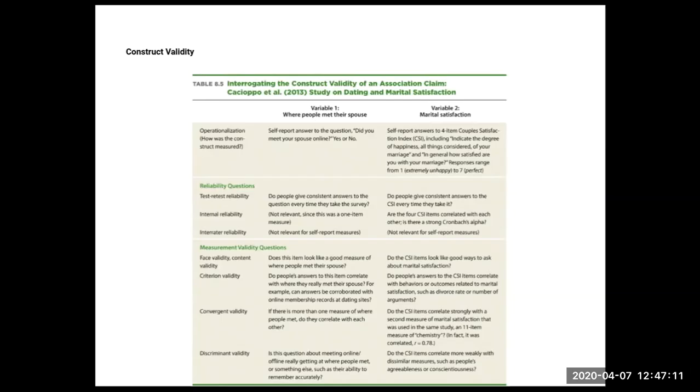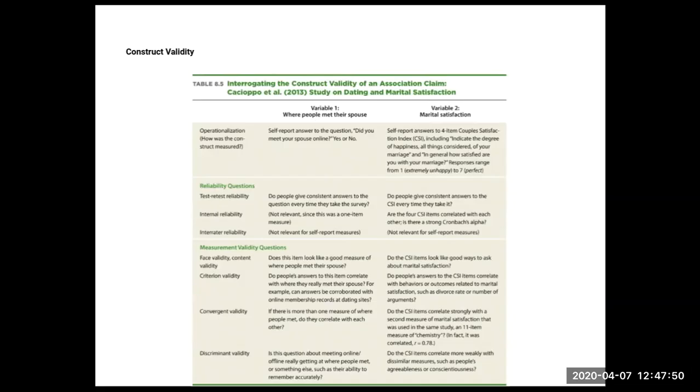And your self-reporting answers to a 4-item Couple Satisfaction Index, or CSI, not like crime scene investigators, sorry. Including, indicate the degree of happiness, all things considered, of your marriage, so overall and in general, how satisfied are you with your marriage? Again, the responses range from 1, extremely unhappy, to 7, basically perfect on this test. We are relying on self-report, but I don't think this is anything that we can observe without it taking considerably more time and effort. And again, it's just a correlation. We're not trying to imply causation here. So seems to be pretty good.